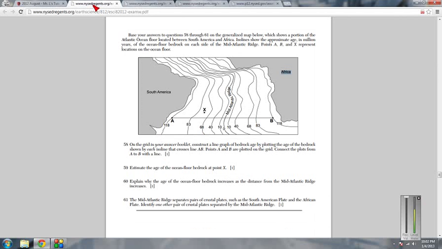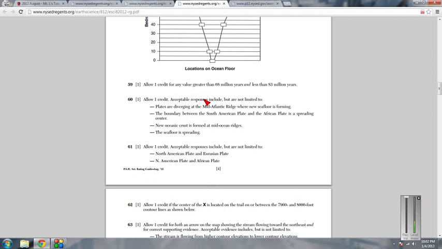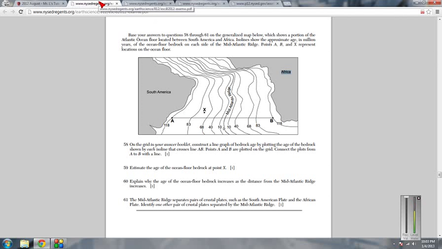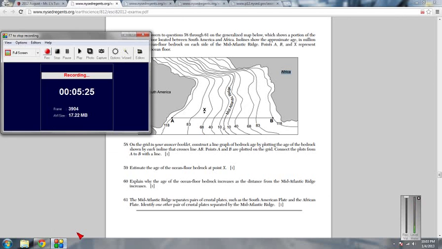But let's see what the Regents board will accept. North American plate and Eurasian plate, North American plate and the African plate. Okay, so it accepts both of those. I was hoping that maybe they would give you North America and Europe, or North American plate and European plate, but there is no European plate. So it's really important to make sure that you're answering these questions with exactly what they're looking for, and make sure you're being specific.